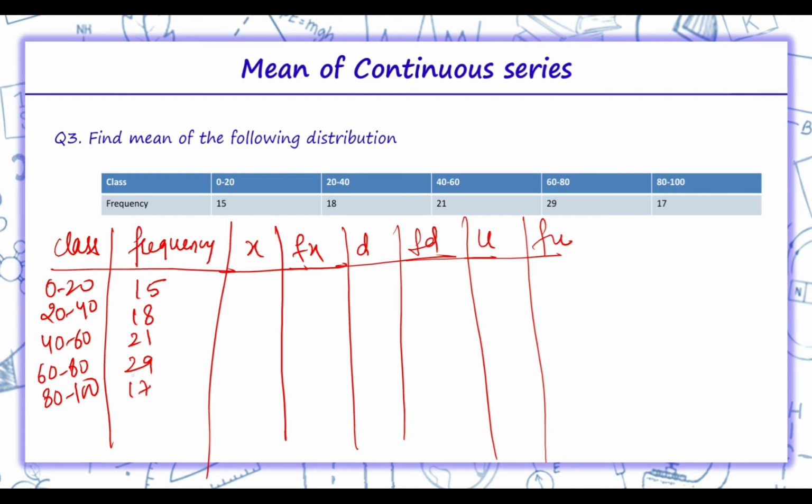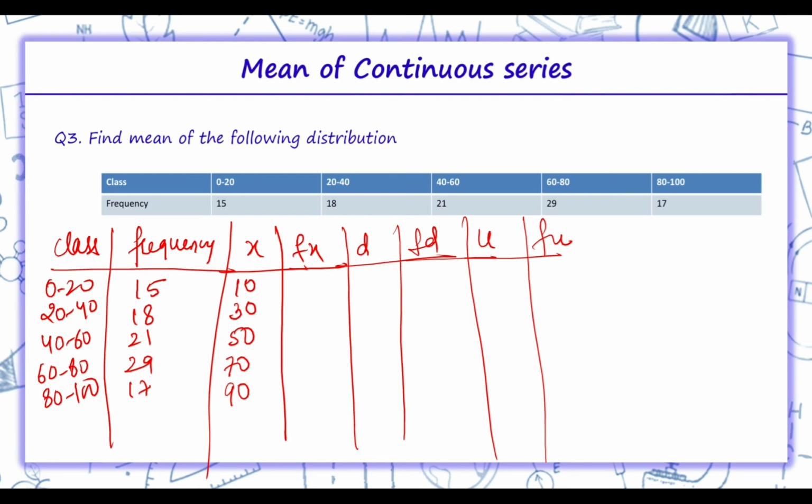So here we have to calculate x. So x will be calculated: 0 plus 20 by 2, which is 10; 20 plus 40, 60 by 2, which is 30. Similarly over here, 40 plus 60, 100 by 2 is 50. Then 60 plus 80, 140 by 2, 70. 100 plus 80, 180 by 2, it is 90.